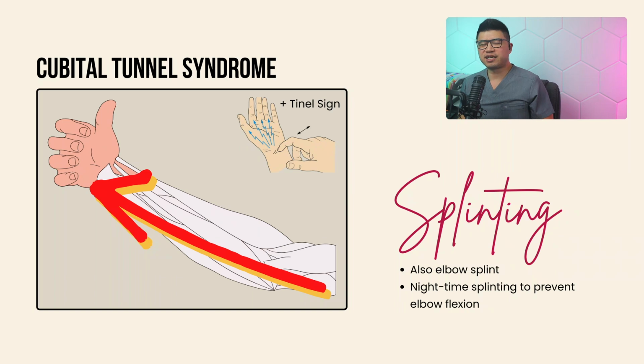Ulnar nerve compression of the elbow is called cubital tunnel syndrome. This one is kind of a tongue twister. Cubital tunnel syndrome symptoms include pain at the elbow and numbness and tingling along the ulnar side of the forearm and hand. A positive Tinel sign may indicate cubital tunnel syndrome as well. Treatment includes the use of an elbow splint as well. At night, patients can wear a splint or a pad so long as it prevents elbow flexion.